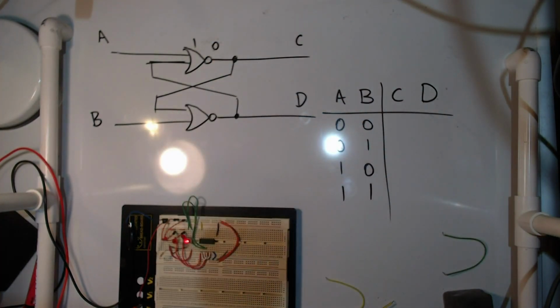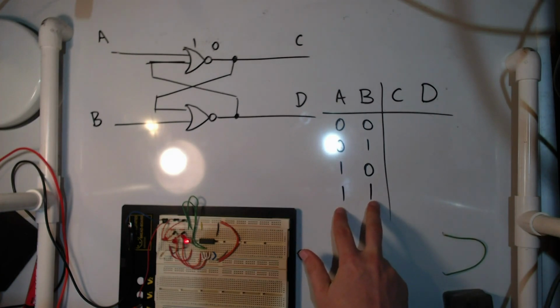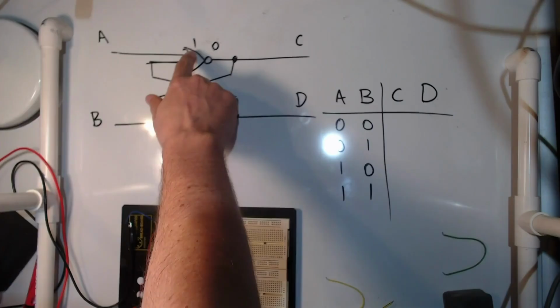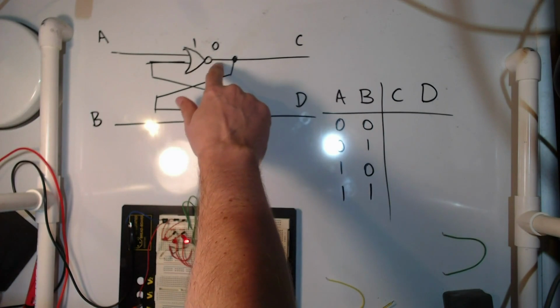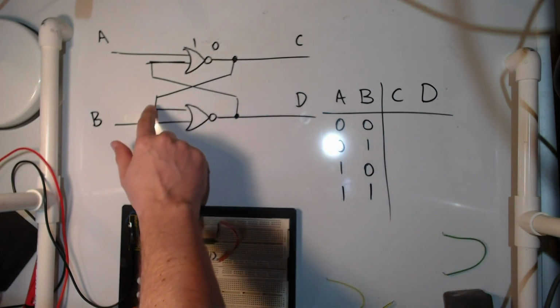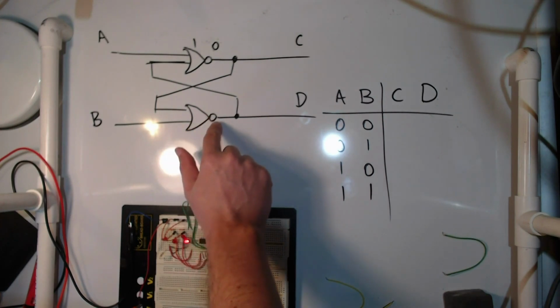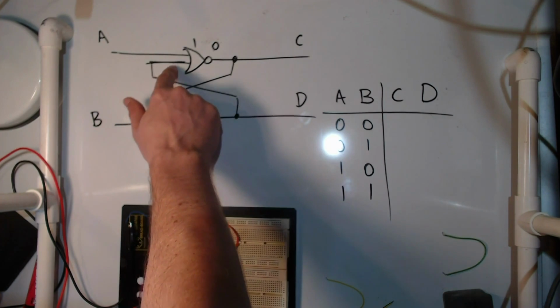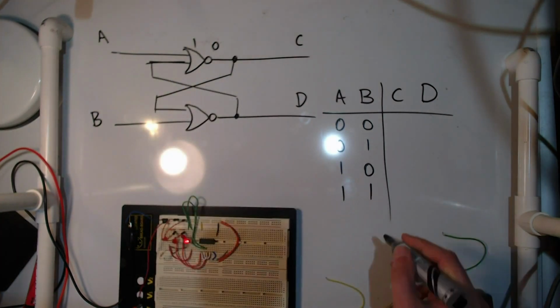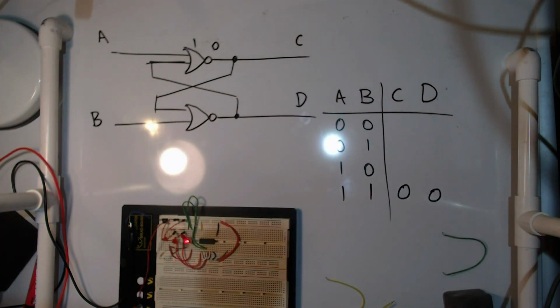So for instance, let's go from the bottom. When A is 1 and B is 1, we know that we're going to have a 1 here, and then that becomes a 0. We come in here, there's a 0 plus a 1. 0 or 1 is always 1. So then this bit becomes 0, and then it doesn't matter what this bit is. And so we're going to have a 0 on both of those.